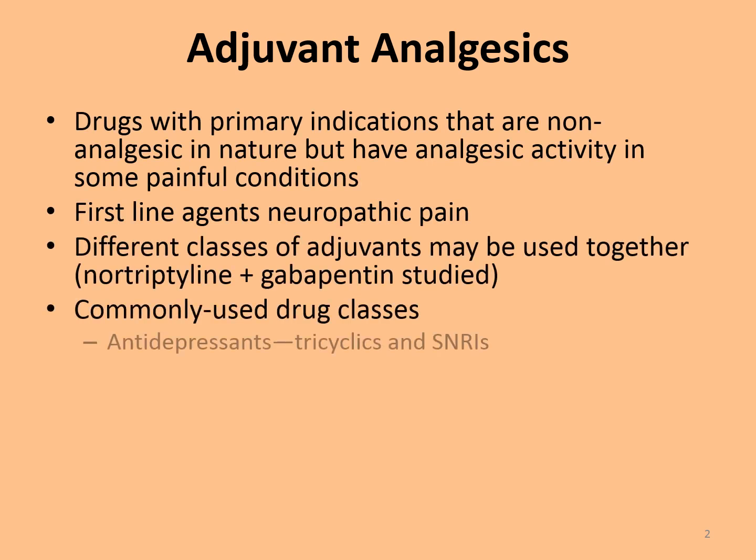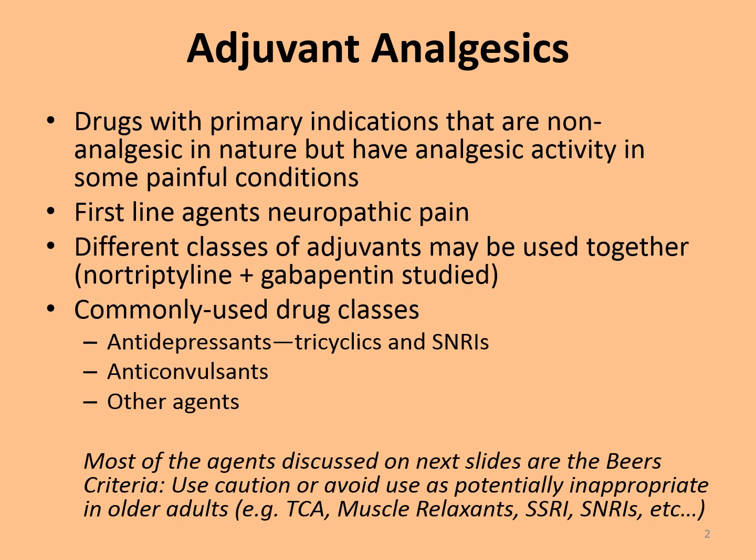Let's start. Adjuvant analgesics are drugs with primary indications that are non-analgesic in nature, but have analgesic activity in some painful conditions. They're often used as first-line agents for neuropathic pain especially. There are different classes, including antidepressants, anticonvulsants, and some topical agents. Most of the drugs talked about on the next several slides fall into the Beers criteria, where we have to use caution or avoid use as potentially inappropriate in older adults.